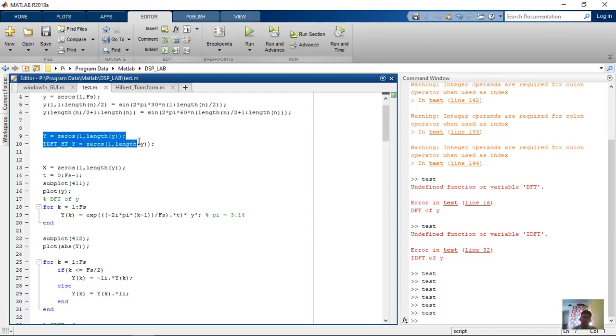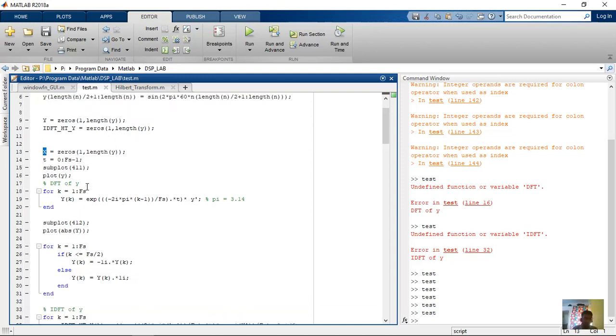Capital Y represents the frequency domain representation of the small y signal, the time domain signal, and here I am initializing the IDFT of y. So x is the frequency response. Here we are finding Y of k. Y of k is the kth coefficient of the frequency domain signal computed for the n-point time domain signal y. It's a normal equation, e power minus 2 pi by n k into t.